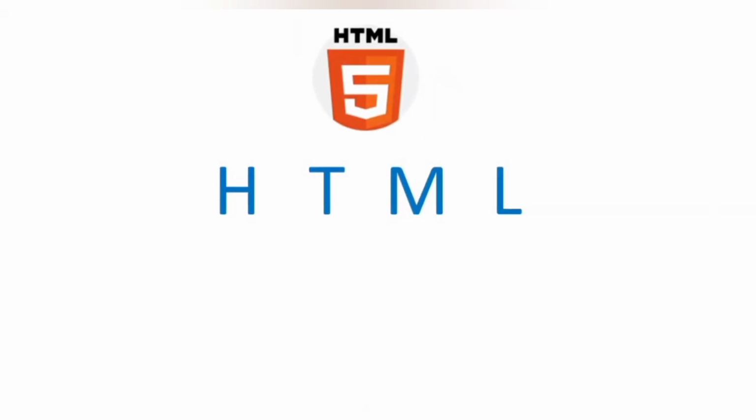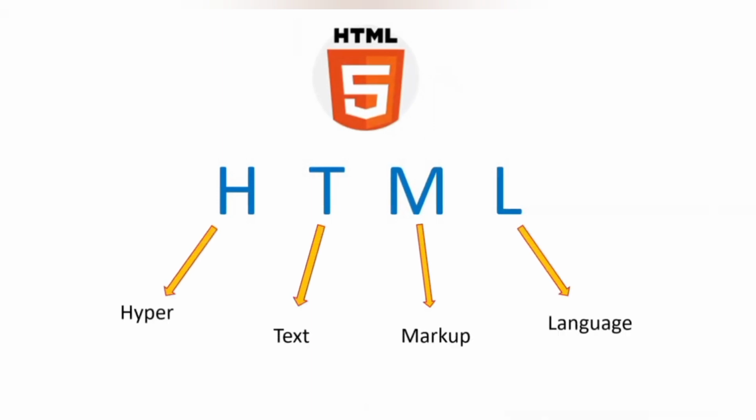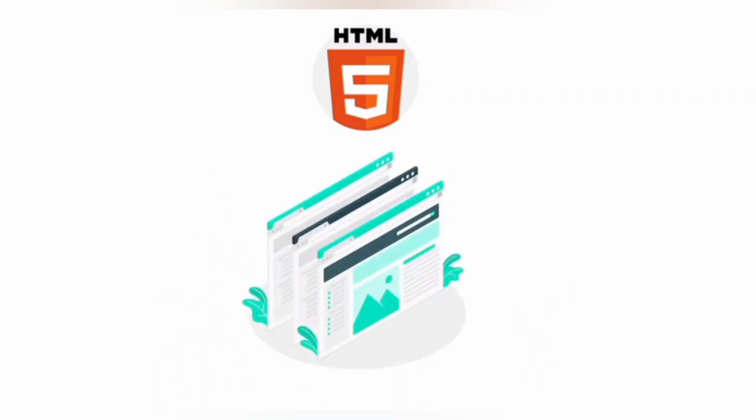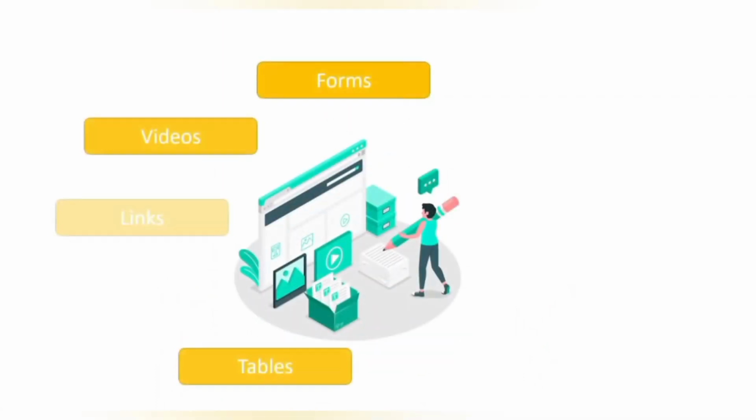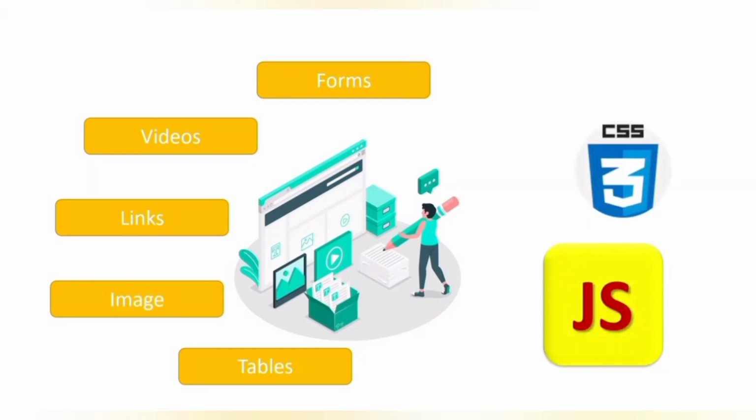HTML is a markup language. It stands for Hypertext Markup Language. HTML is the main language of the internet and is used to define and structure the content of a web page. Using HTML, you can define the structure and content of your web page, add images, links, tables, forms, and other elements to pages, and use CSS and JavaScript to decorate and add more features to your page.